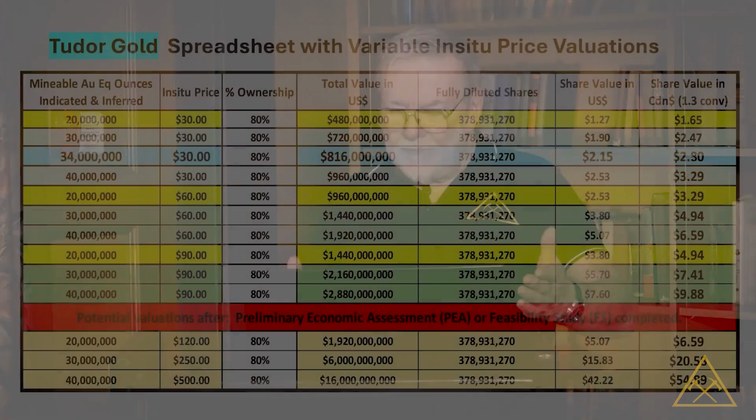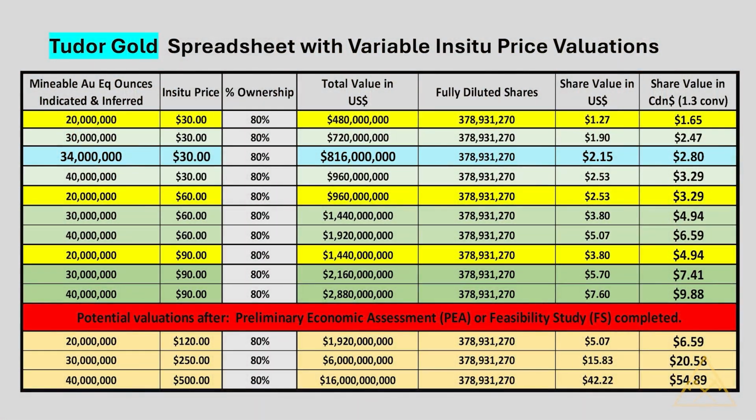So what they have on the Goldstorm deposit is, at a very low end, 20 million ounces. And at an upper end, it's very probable that there's going to be 40 million ounces of mineable gold there, gold equivalent. So what we do is take our in situ price of $30, and Tudor owns 80% of the project, so we put that into the formula. Total value, market cap, would be $480 million.